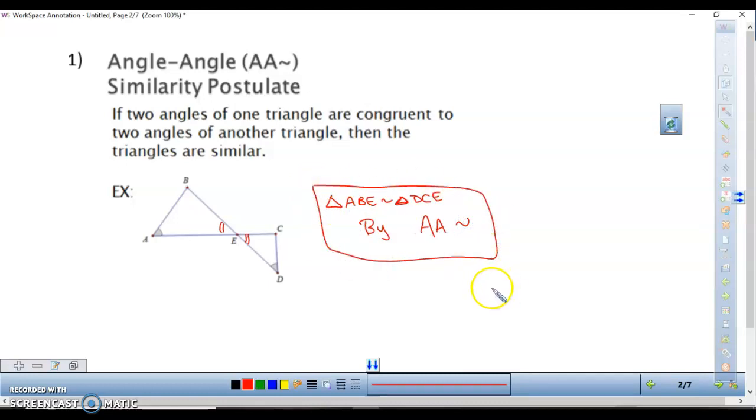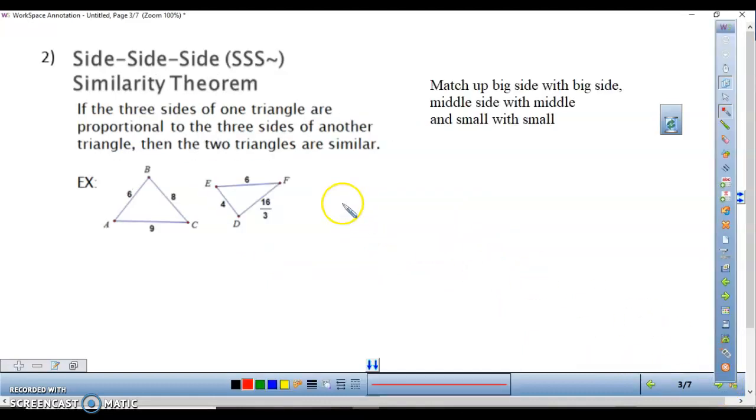Bam, done. Now, if we were in class, we'd be doing proofs with this, but we're not going to. All we're going to ask you to do is to justify whether they are similar or not. And if you have AA, you say yes, you give me a similarity statement and a reason, and we move on. All right, the next is called side-side-side similarity.